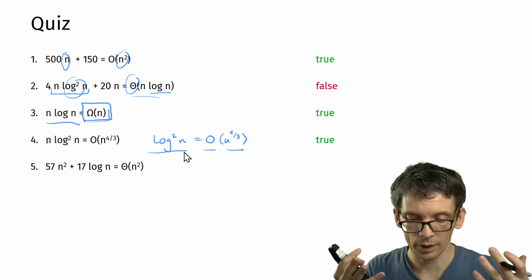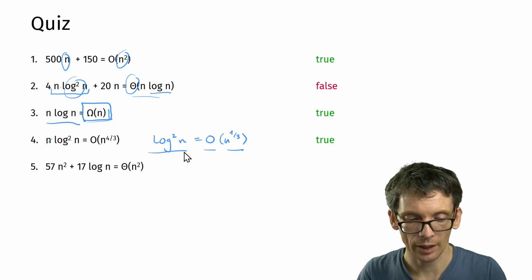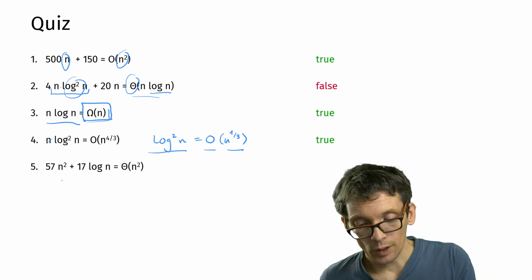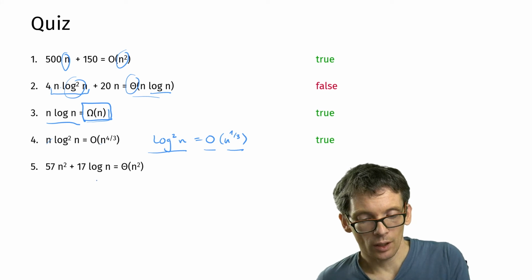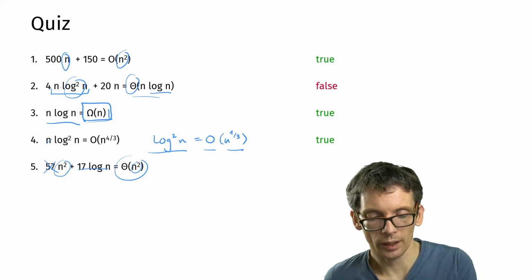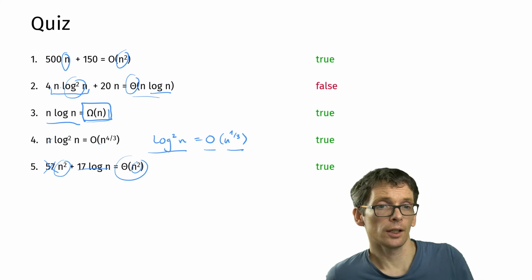Last one on the list that we had, and we said 4 would be true, so this one will also have to be true. 57 n squared plus 17 log n, is that in theta of n squared? Ignore the constant, ignore lower order terms, n squared, fine, is true.